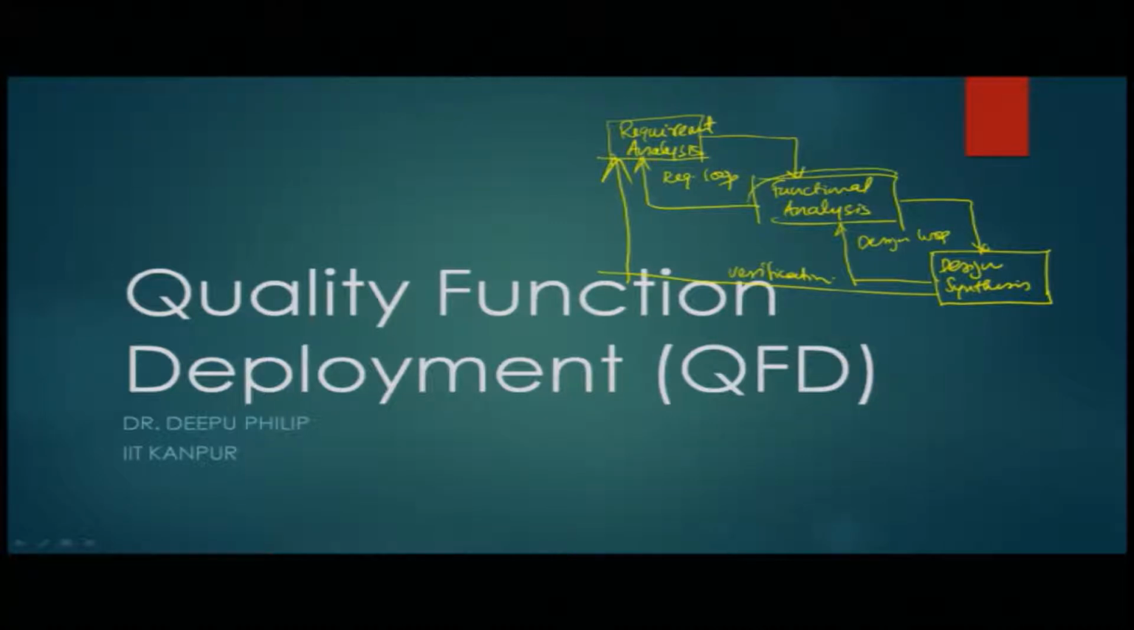And we are currently at this place, and we have already seen a few tools like functional flow block diagrams, FFBD and stuff like that. So we are seeing another tool today called QFD, which is applicable in the functional analysis, called quality function deployment, and it's an important tool in the systems engineering process. So what is the QFD?